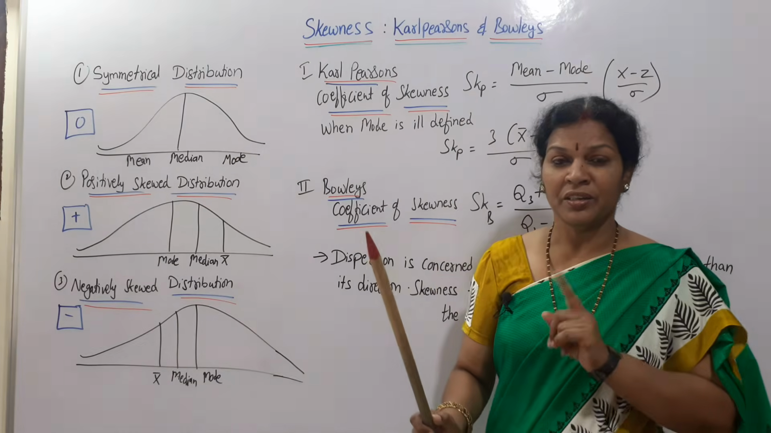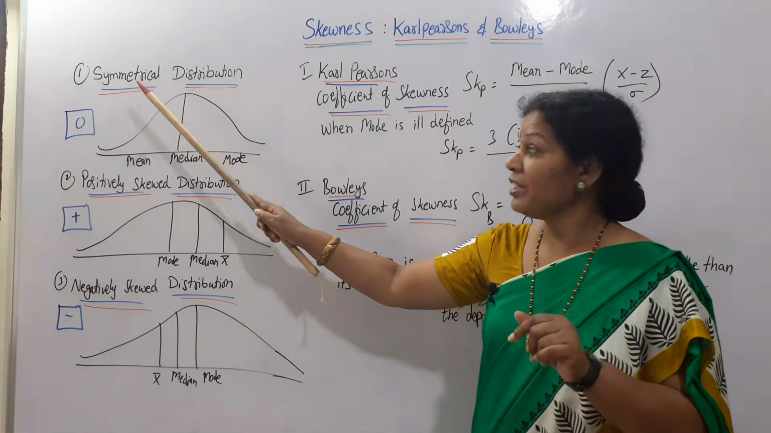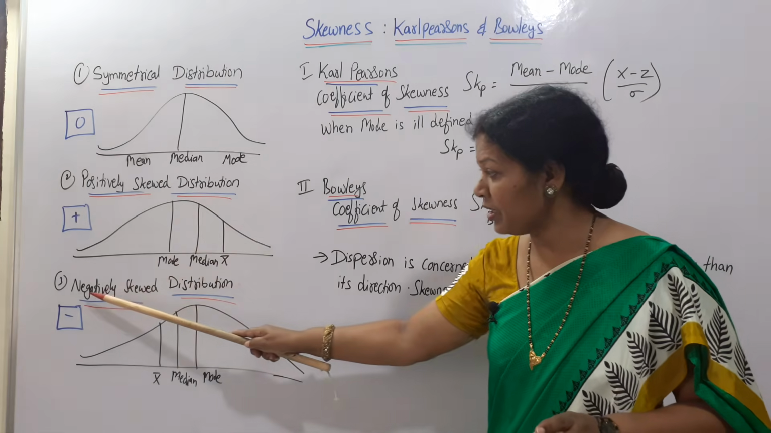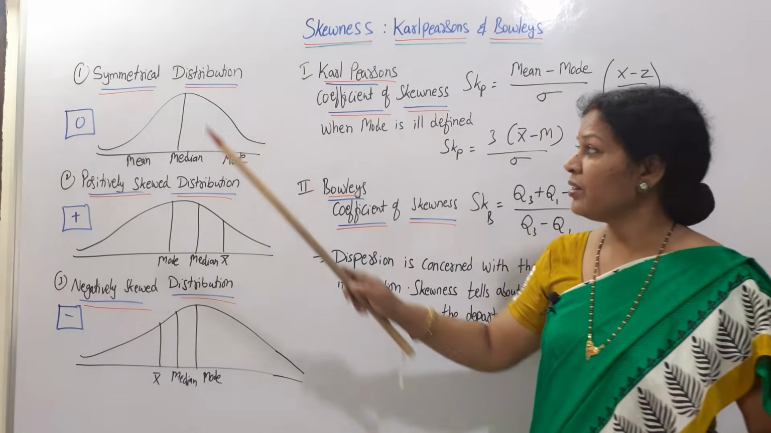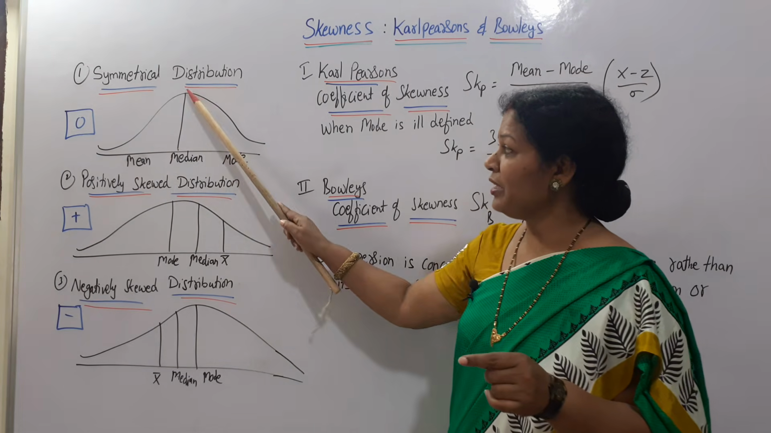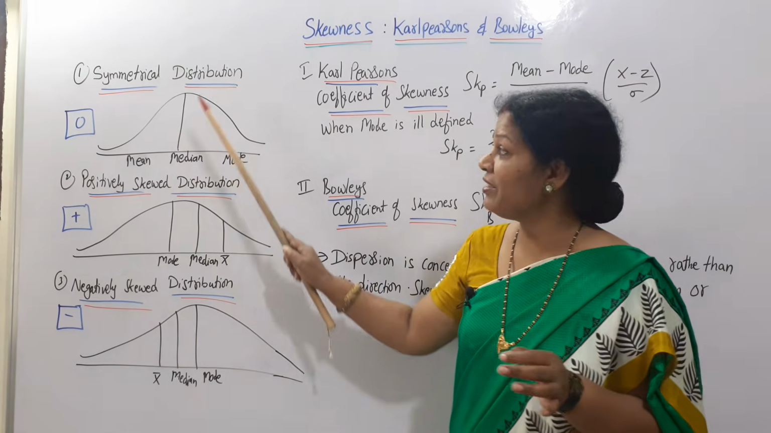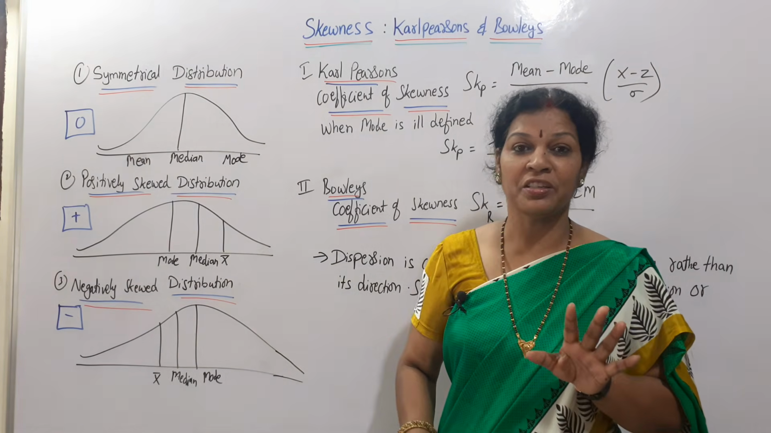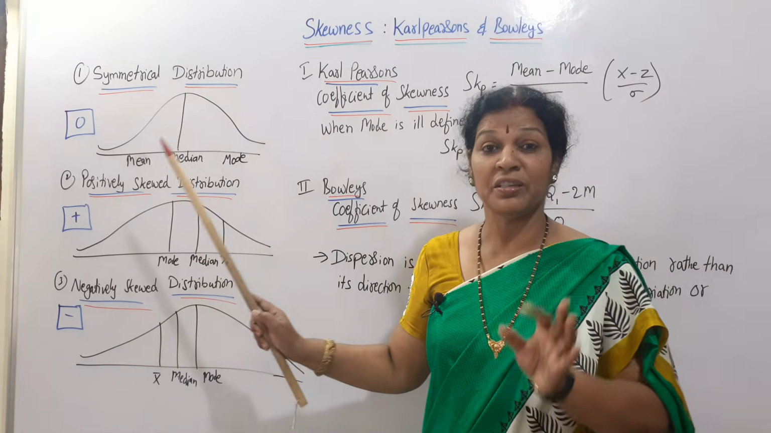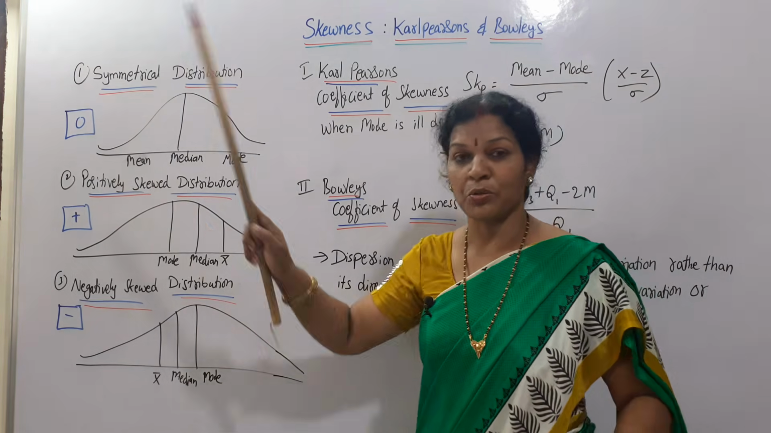The first thing to remember is that in skewness we are just observing the distribution. First one, symmetric distribution. Second one is positively skewed distribution. Third one, negatively skewed distribution. Symmetric distribution means, if you observe the diagram, the median value is in the middle, with mean and mode. Where median is in the middle, that is a symmetric distribution. In a symmetric distribution, the value of skewness will always be 0.